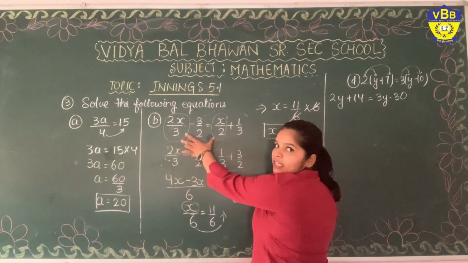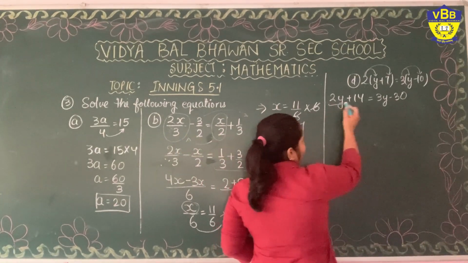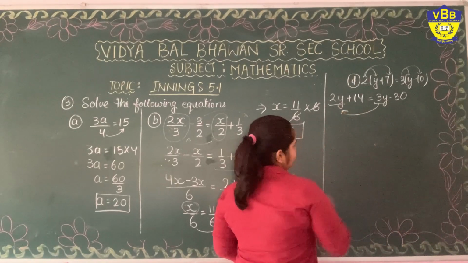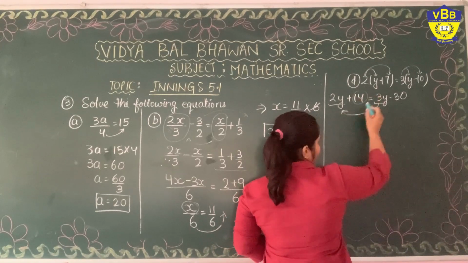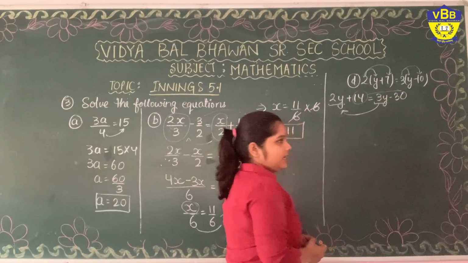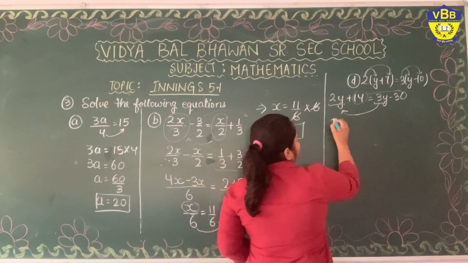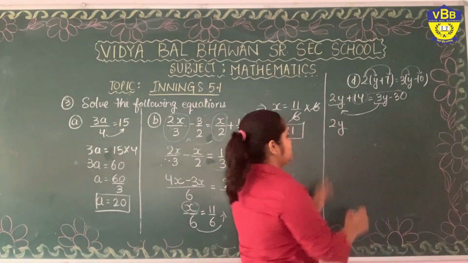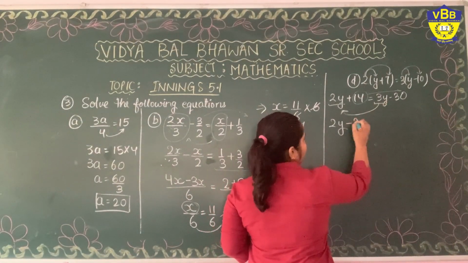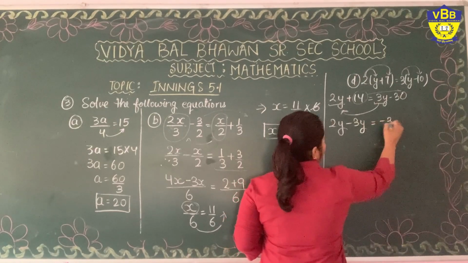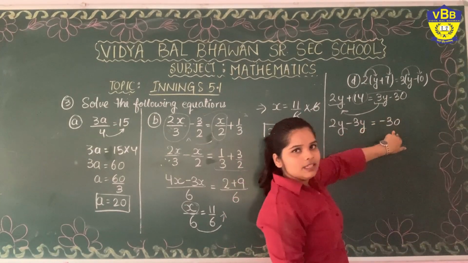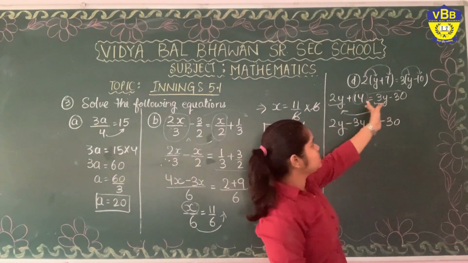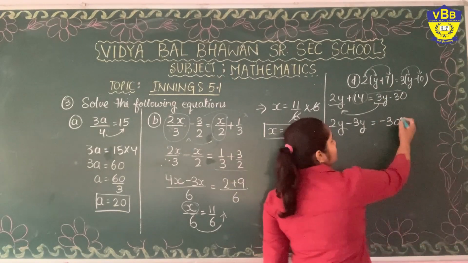Same condition like this one. Arrange the numbers with variable on the left side, and the numbers without the variable on the right side. So 2y is already here. I am shifting this 3y to the left side. So plus 3y will become minus 3y equals, here it is minus 30 left. And now I am shifting this 14 to the other side. Plus 14 on the other side will become minus 14.